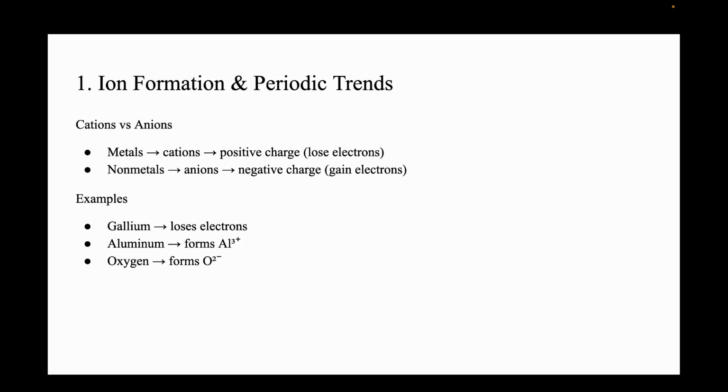So here we have ion formation and periodic trends. This is just a quick review, but we know that metals form cations, positive charges where electrons are lost, and nonmetals form anions, which are negative charges where electrons are gained. Just a couple examples: gallium loses electrons, aluminum also loses electrons to form aluminum plus 3, and oxygen gains electrons to form oxygen 2 minus. For periodic trends, we just need to remember that the metals are on the left side of the periodic table, the nonmetals are on the right side, and the transition metals are in between.